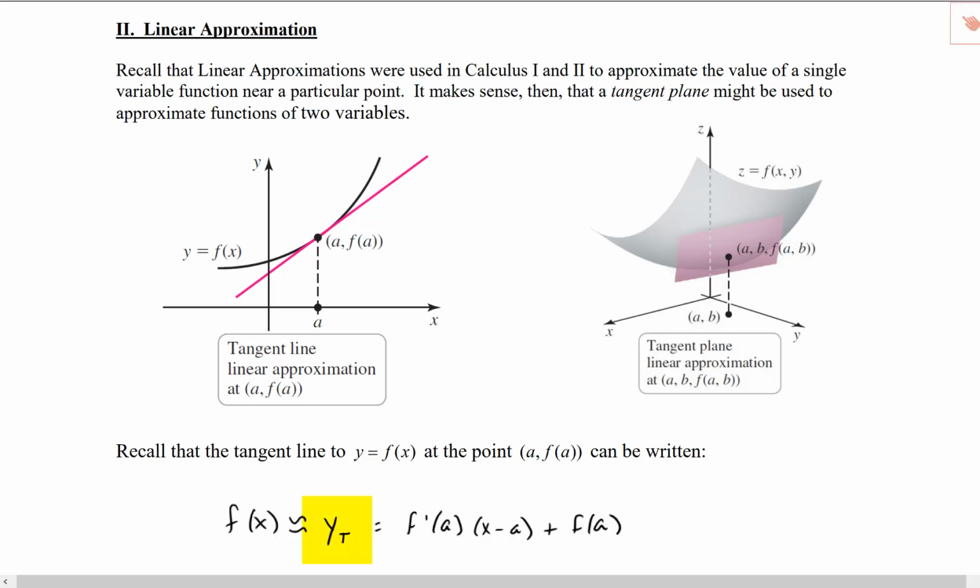The value on the tangent line, we'll call it y sub t, is an approximation to a value on the actual function f of x. And that y sub t value is simply your slope, f prime of a, times x minus a, plus f of a. This is nothing more than the point-slope form for the equation of a line.